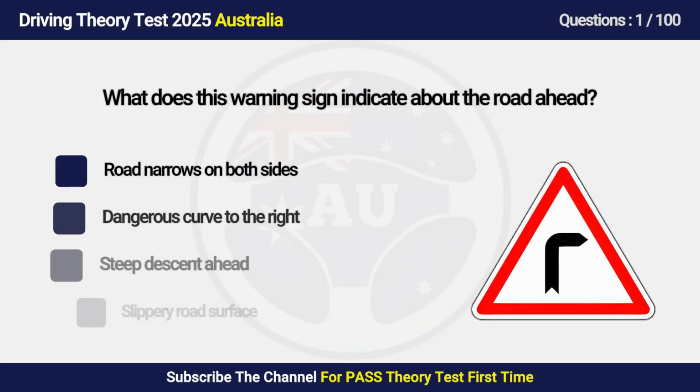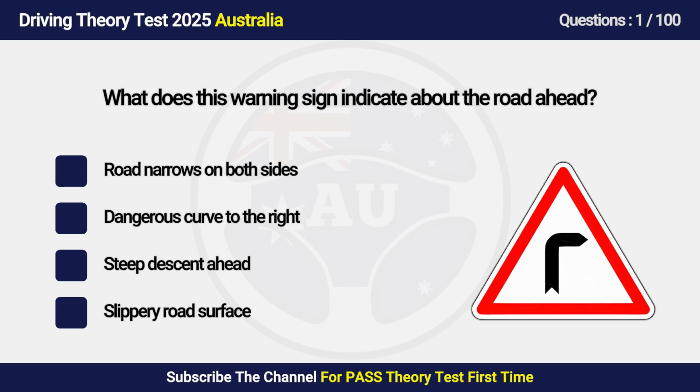Question 1. What does this warning sign indicate about the road ahead? A. Road narrows on both sides. B. Dangerous curve to the right. C. Steep descent ahead. D. Slippery road surface.